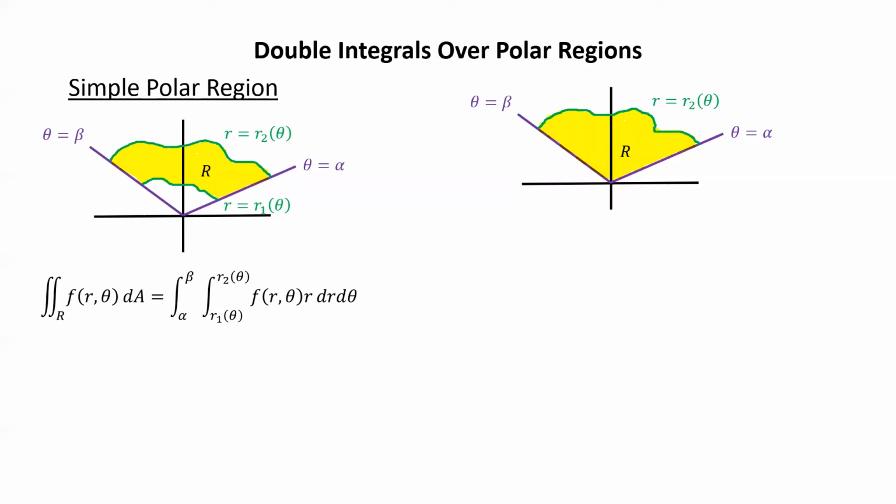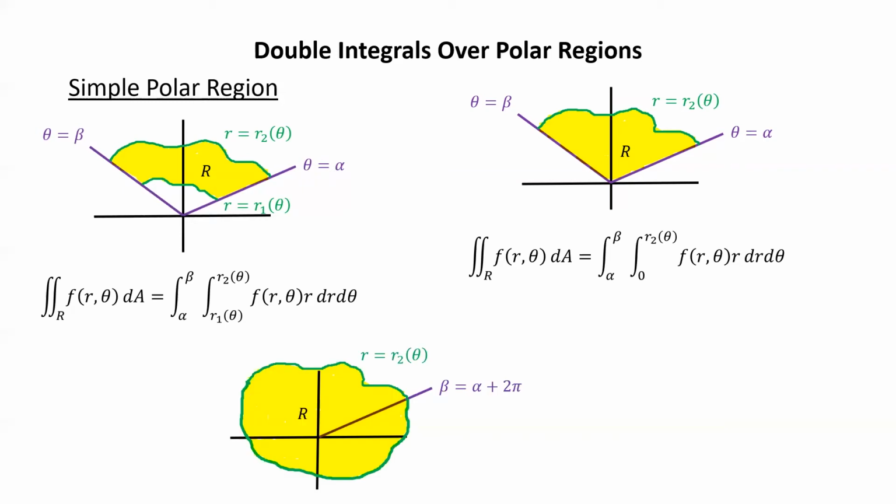In this case, r1 of theta is just 0. So our iterated integral has a 0 as the lower limit on the inner integral, the r integral. It's nice to remember that if the region touches the origin, then that lower limit will always be 0. Another special case is when beta is equal to alpha plus 2 pi. In this case, the integral is going from alpha to alpha plus 2 pi. And once again, since the region touches the origin, the lower limit of the inner integral is 0.